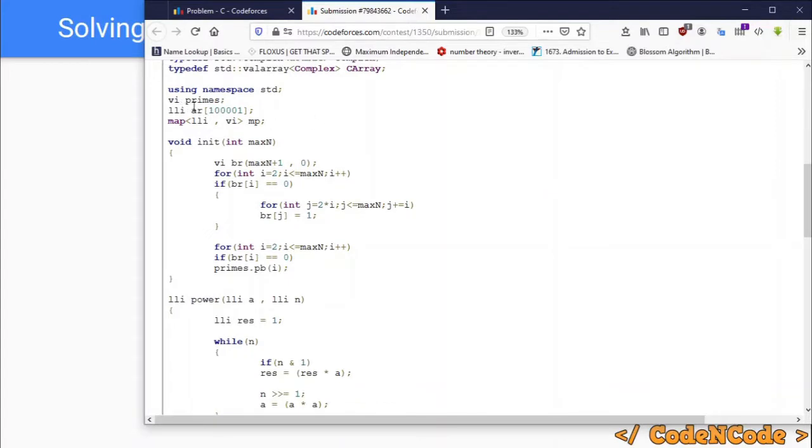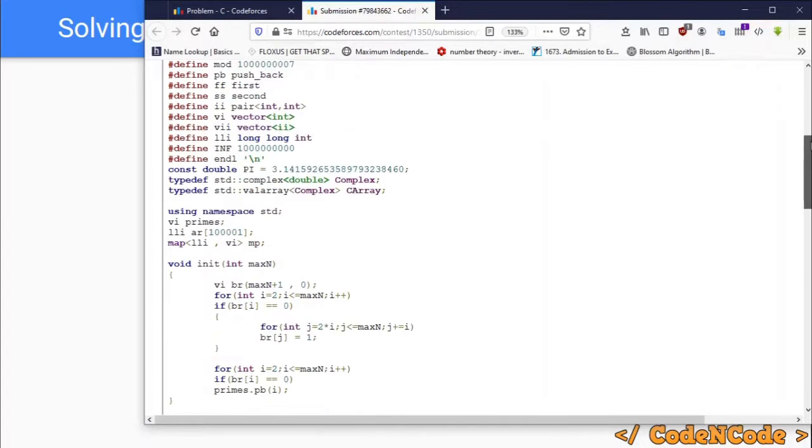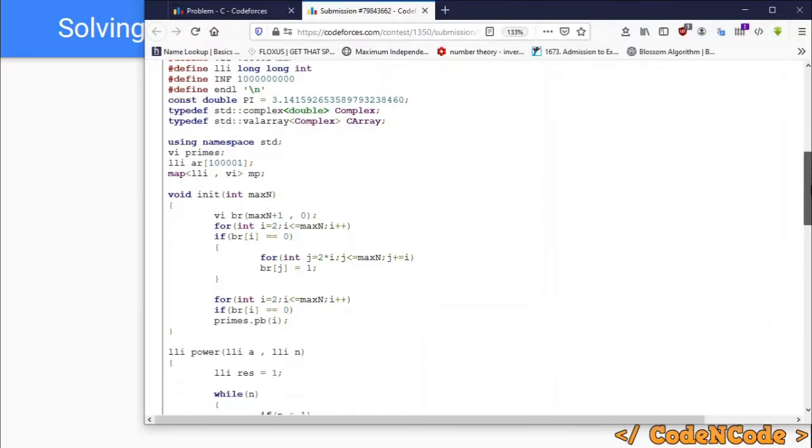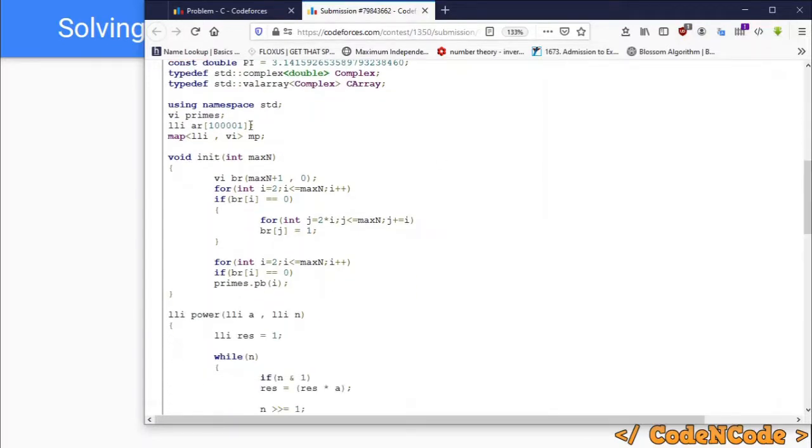So primes is actually a vector of integer to store all of the prime numbers up to 2 into 10 to the power 5. Now LLI is long int. So this I'm using to take integer array input. This I'll be explaining in a moment. What is this? This is a map which stores, for each prime number p, a vector of each power of this prime number which is present in the input. I'll be explaining this in a moment.